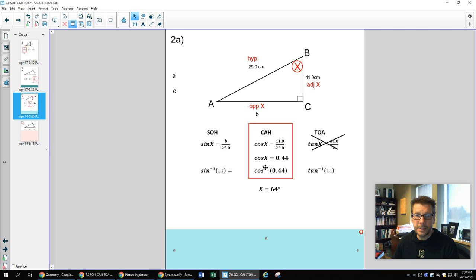But I do know that adjacent over hypotenuse is 11 over 25. That's 0.44 as a decimal. That stops at 0.44. I tell my calculator to work backwards, so I need to find the cos minus 1 on my calculator, 0.44. And that tells me angle x, then this angle up here has to be 64 degrees. So that's example number 2A.